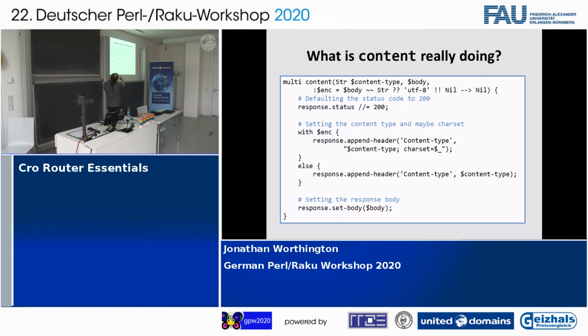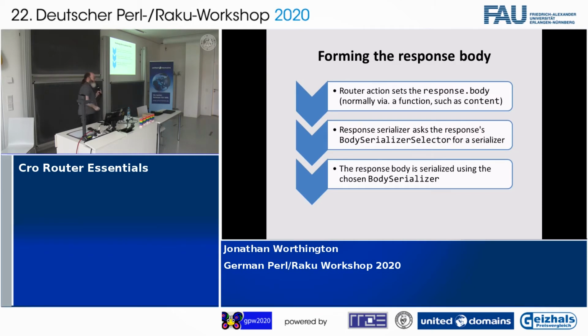It says, well, if there isn't a response status so far, set it to 200. That's a reasonably okay response. And if we have an encoding, then we want to stick it as the charset on the response type. If not, then just set the content type there. And then we set the body. Now, that just becomes a HTTP header. That's pretty boring. The body goes on a much more interesting journey.